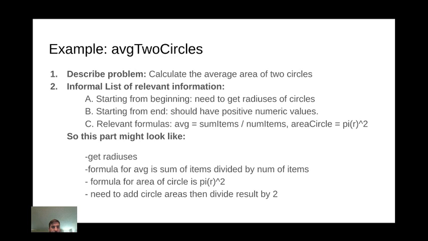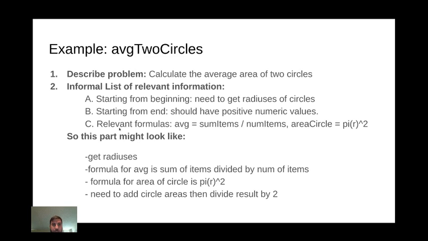So now we have our specific problem. We have it down pat. We know exactly what we need to do: calculate the average area of two circles. How are we going to do that? First of all, what would we need to do in order to calculate the average of two things? Well, we need to have the average formula in there. We also need to be able to get the area of one circle, right? So in order to get the area of one circle, we need the formula for the area of a circle.